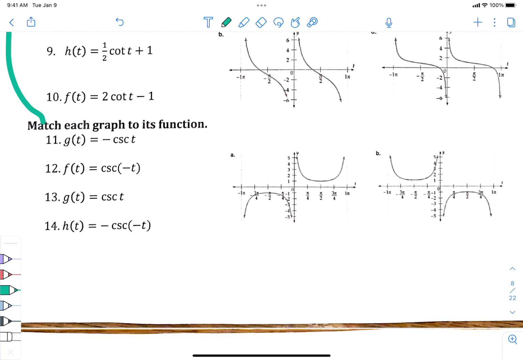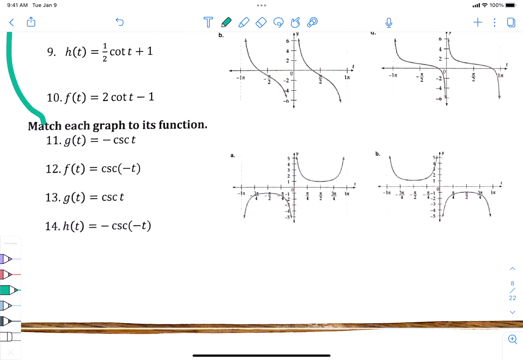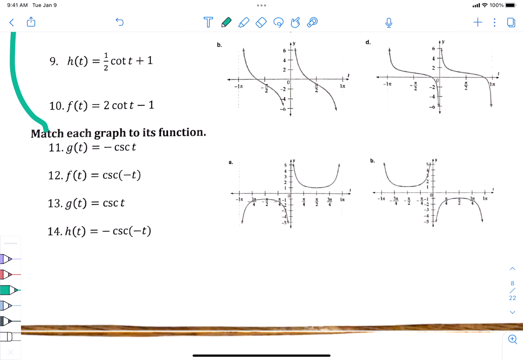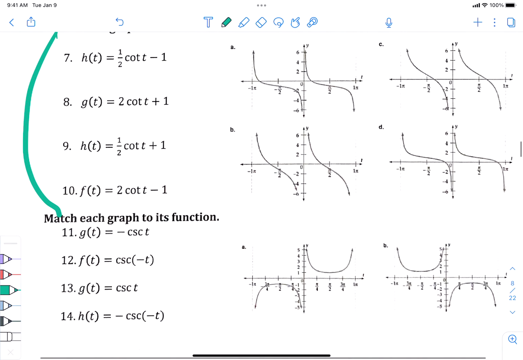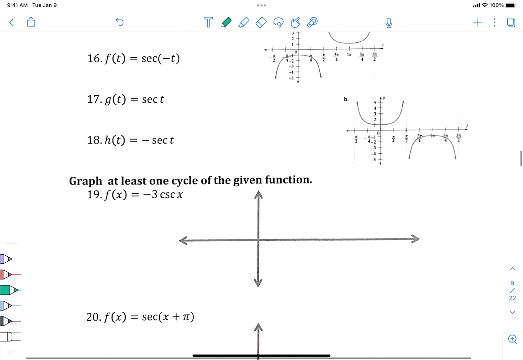11, 12, 13, 14. They only have 2 graphs, which means you're going to use 2 of those graphs twice, because in some cases, reflecting over the y-axis is the same thing as reflecting over the x-axis. So you'll play around with that and see what that looks like. Take a look at the cosecant graph and what you're doing to it.